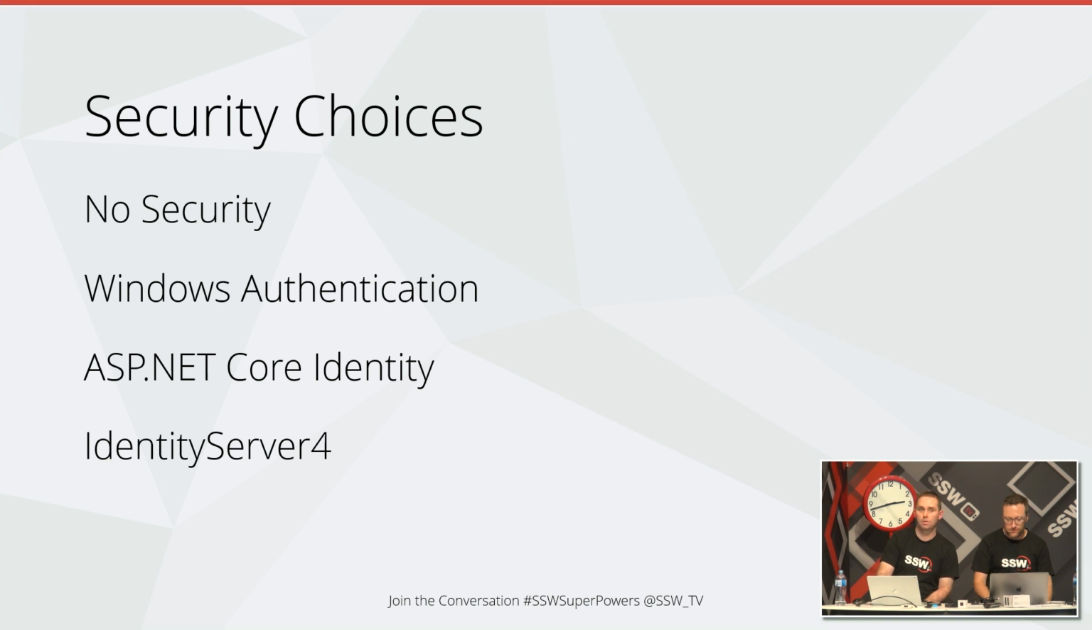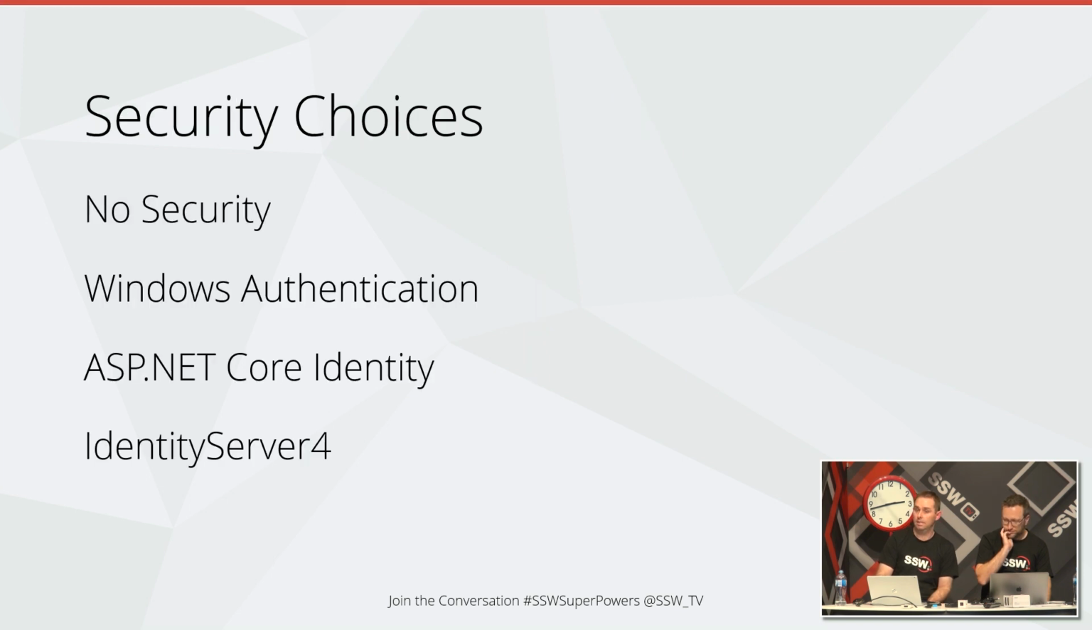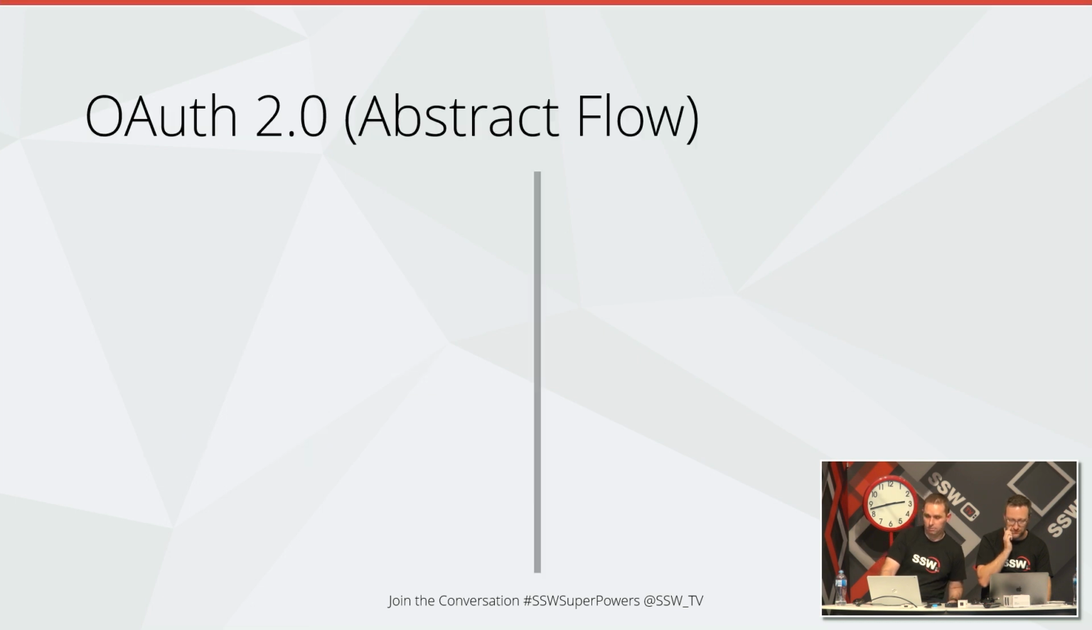And with the new ASP.NET Core 3, there's actually some templates that are using ASP.NET Core Identity with Identity Server 4. Yeah, all baked in. Baked in, which is really nice. So 3 of those things can use OAuth 2. So we're going to have a quick chat about the abstract flow associated with OAuth 2.